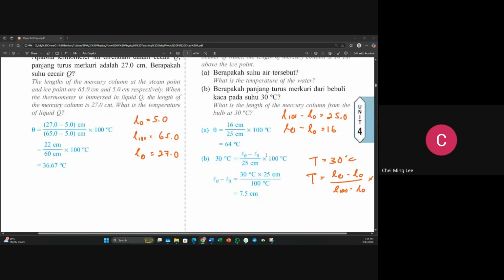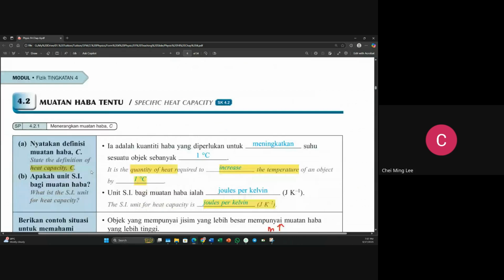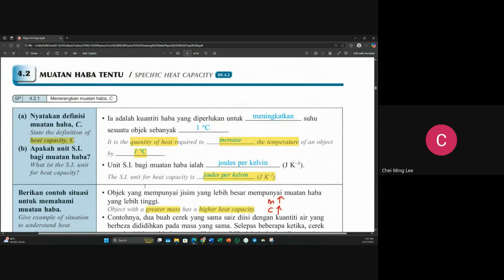And the length of the mercury column from the bulb at 30 degrees: you use 30 degrees Celsius equals this length divided by 25 times 100. So this is the one he wants you to find. Rearrange, move everything to the left, so you get 30 times 25 over 100, which is 7.5 cm. Should be pretty easy. Nobody got this one wrong.